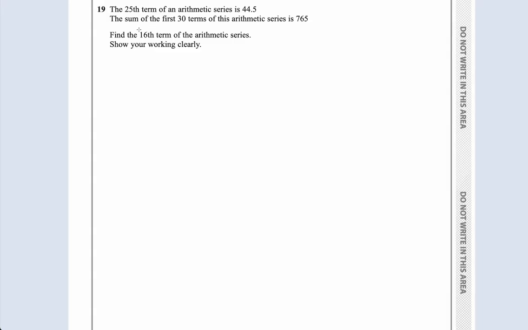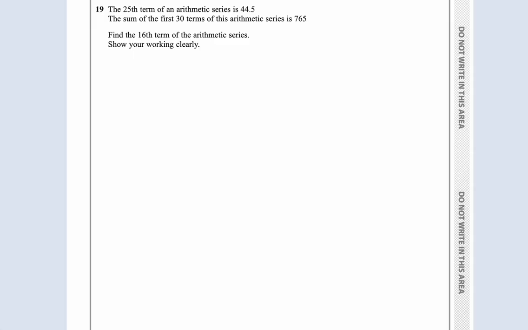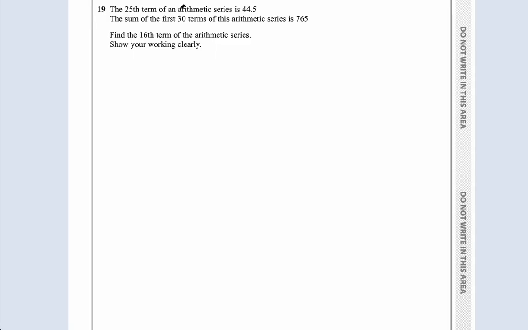Okay, question 19. So the 25th term of an arithmetic series is this. So this is the 25th term. Arithmetic series is this, and the sum of the first 20 terms of the series is 765.